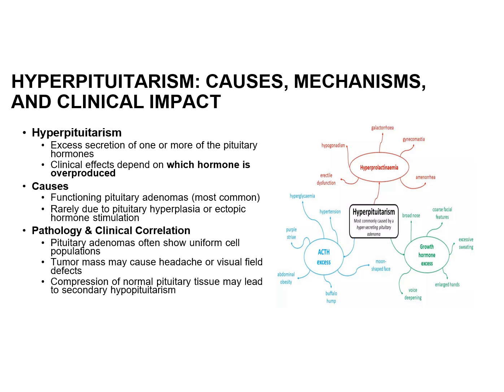Most common cause is a functioning pituitary adenoma. These tumors aren't just sitting there, they're actively secreting hormone. Much less commonly, hyperpituitarism can result from pituitary hyperplasia or ectopic hormone stimulation. From a pathology standpoint, pituitary adenomas usually show fairly uniform cell populations. They're monoclonal tumors. Clinically, the mass itself can cause problems, such as headaches or visual field defects, especially bitemporal hemianopsia due to optic chiasm compression.